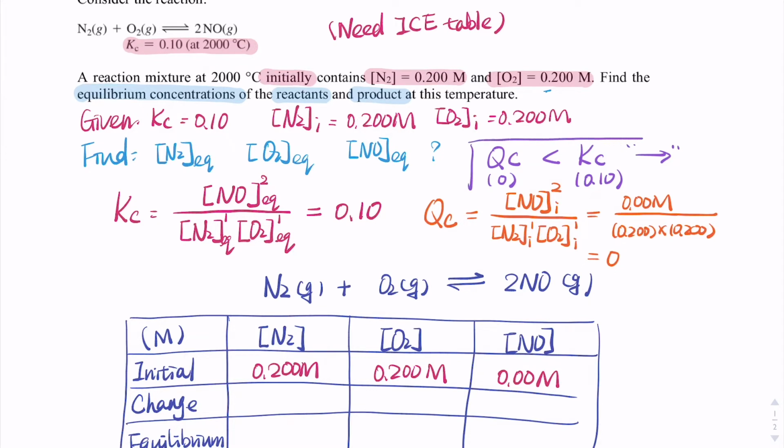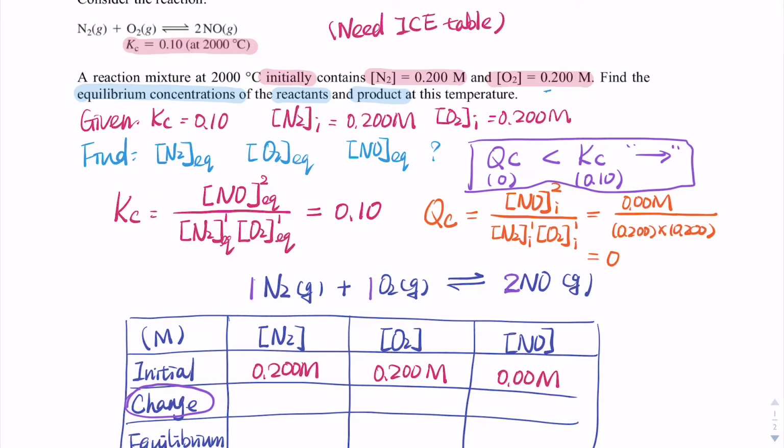The Q_c and K_c relationship helps us figure out the direction the reaction proceeds, and it's going to help us figure out the change. Based on this reaction, every 1 mole of N2 reacts with 1 mole of O2 to give us 2 moles of NO. That means if the reaction goes in the forward direction, you're going to consume the reactants and make product.